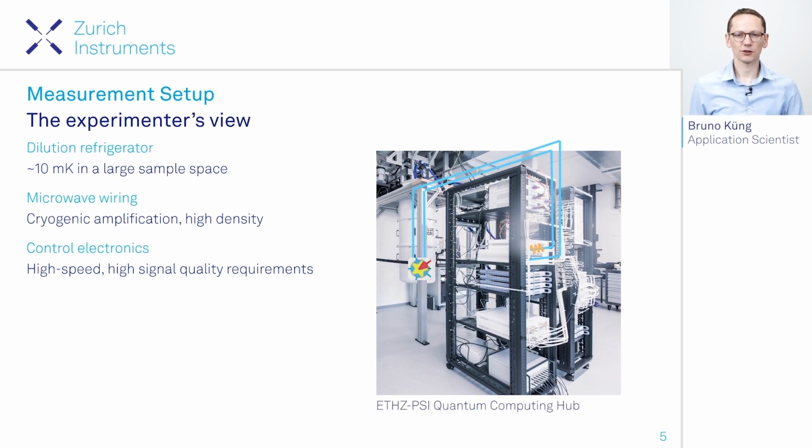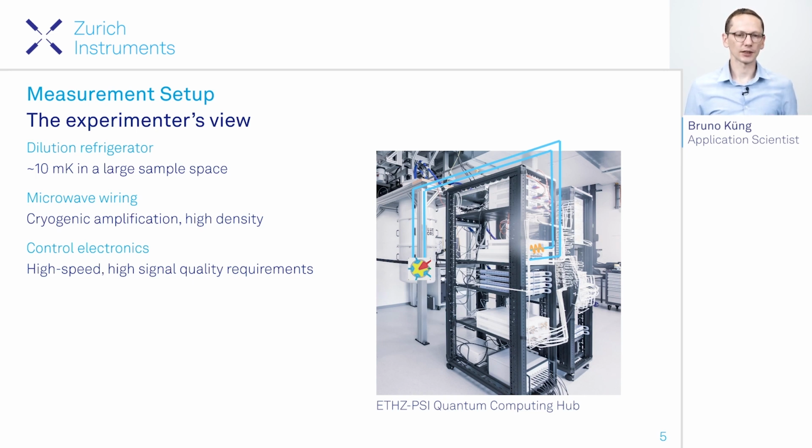One step up, the macro view. These experiments happen in a dilution refrigerator, and this is a photo from an actual setup at the ETH PSI Quantum Computing Hub. The dilution refrigerator that you see in the background provides nowadays a large sample volume down at 10 or tens of millikelvin temperatures, and the sample which resides down there is connected with many lines. Actually, in quantum computing, it's especially a large number of lines.